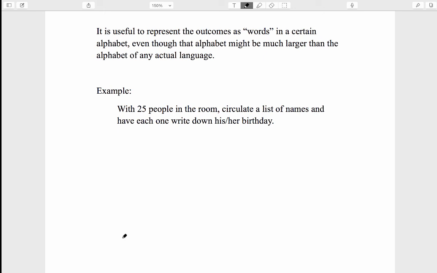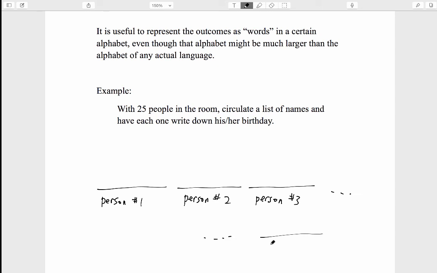This next example turns out to be important. With 25 people in the room, circulate a list of names and have each one write down his or her birthday. There are 25 people in the room. Asking them their birthdays is a 25-stage process. You ask person number 1, what is your birthday? You then ask person number 2, what is your birthday? And this goes on through 25 stages until you've finally gotten up to person number 25. If we're going to represent outcomes of this experiment of asking people their birthdays as words in an alphabet, this persuades us that the words should be 25 letters long.